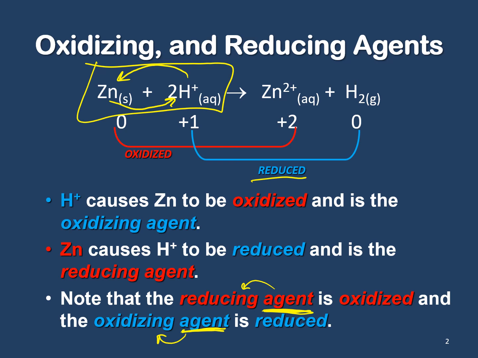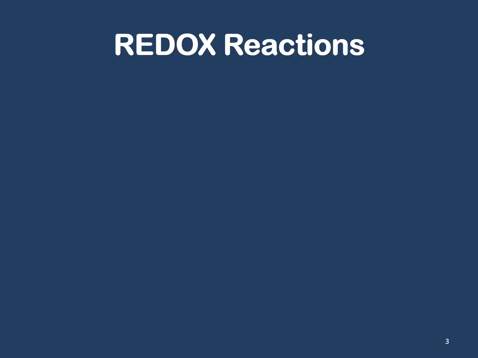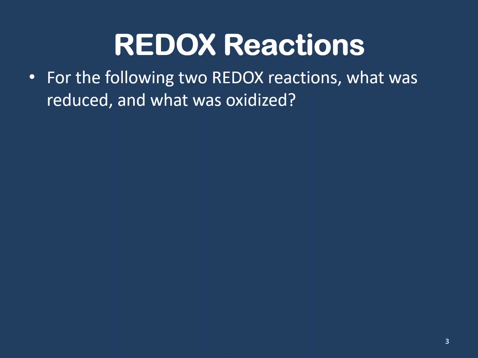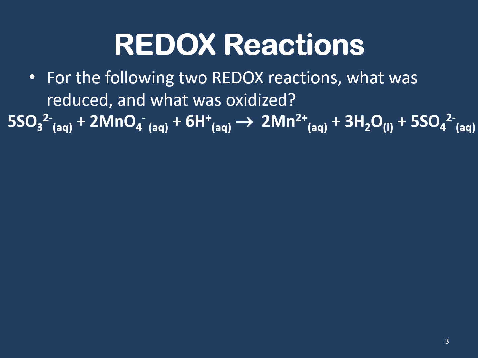Whatever was reduced is the oxidizing agent. So that hopefully helps. So let's determine this for the next two redox reactions. So we have this reaction here. This is a little bit more of a complicated example than the previous one. We need to figure out what was oxidized in this reaction and what was reduced, right?